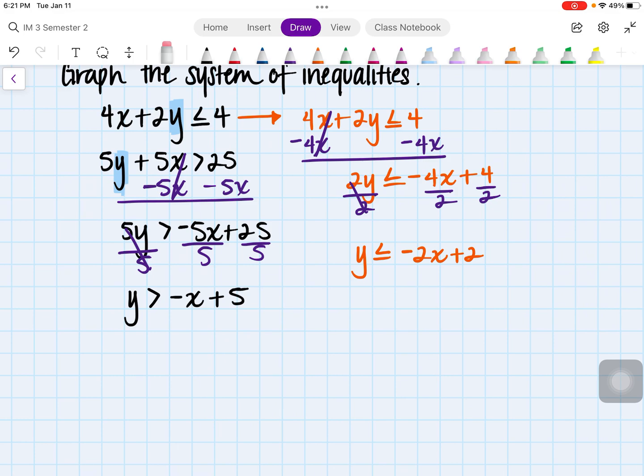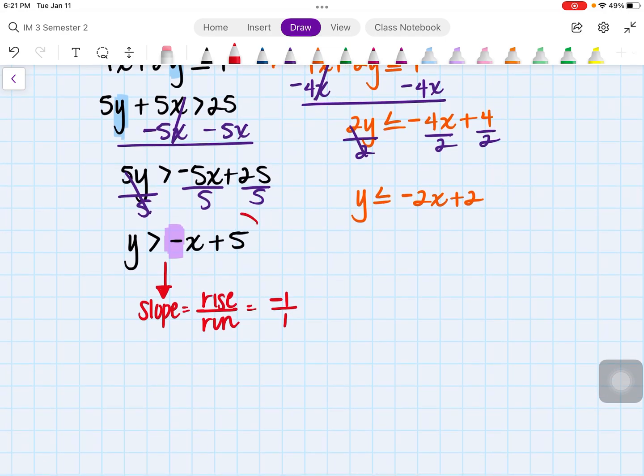Once again, whenever we're graphing, we do want to identify the slope and the y-intercept. So starting off with this first one here, our slope in this case, guys, there's an invisible number there, which is going to be a negative 1. Slope is rise over run, which in this case is just going to be negative 1 over 1. So let's identify now our y-intercept. The y-intercept in this case, guys, is going to be the 5. So the y-intercept is at the point 0, 5.